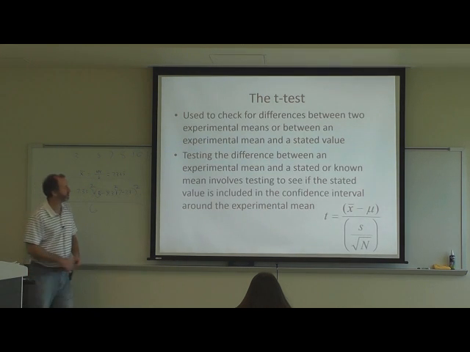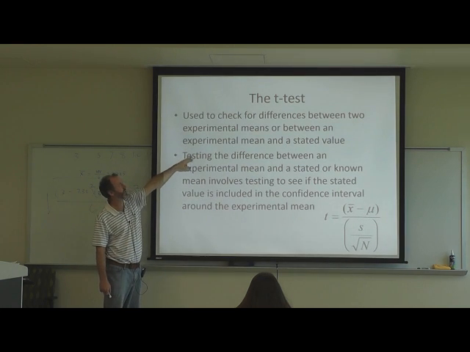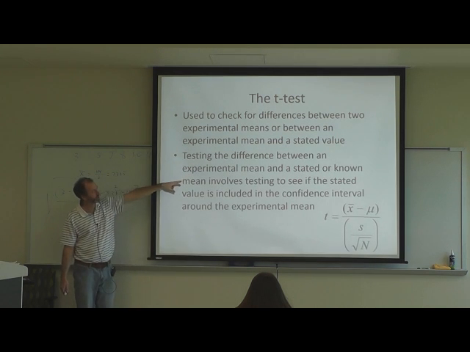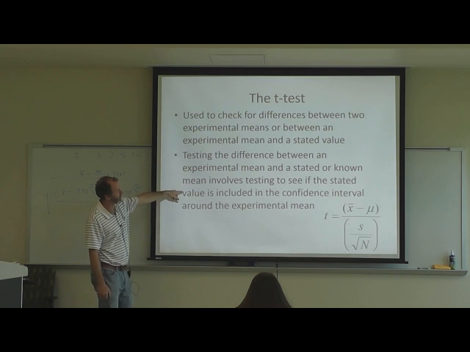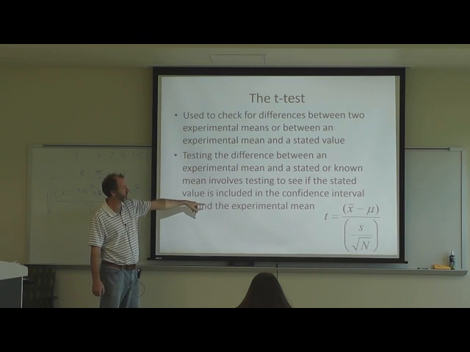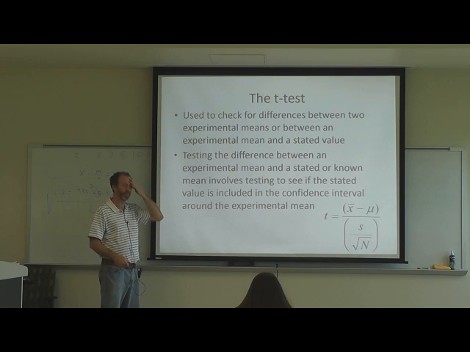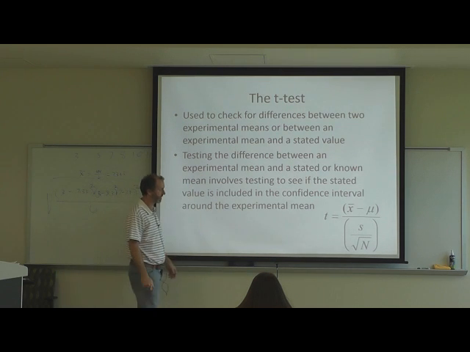So the t-test is used to check for differences between two experimental means or between an experimental mean and a stated value. And testing the difference between an experimental mean and a stated value or known mean involves testing to see if the stated value is included in the confidence interval around the experimental mean, basically. So that's what a p of 0.05 would give you: a 95% confidence interval around that stated mean.